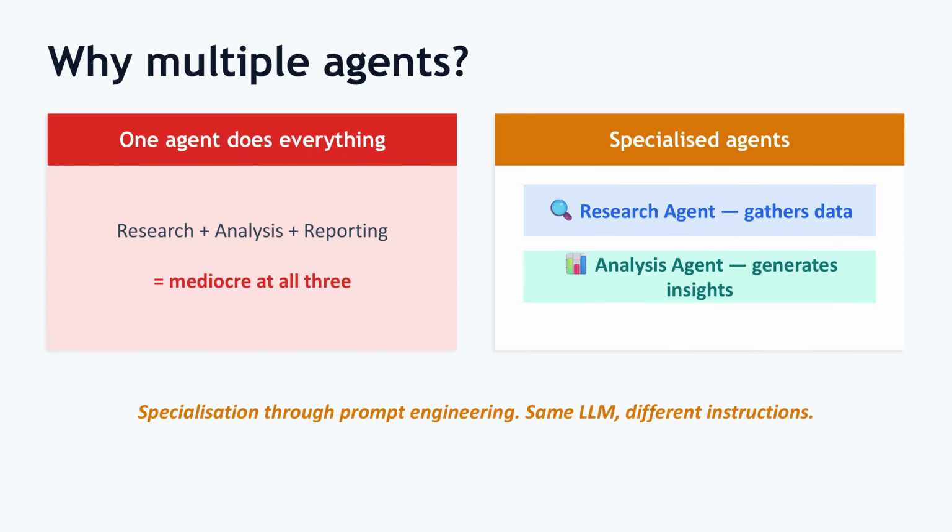Ask about gold prices and it would fetch the data and interpret it and summarize it. That works, but it's like asking one person to be the researcher, the analyst, and the writer. Today, we split the work. A research agent that only gathers data, an analysis agent that only interprets it. Each agent gets a focused system prompt, and focused agents produce better results.